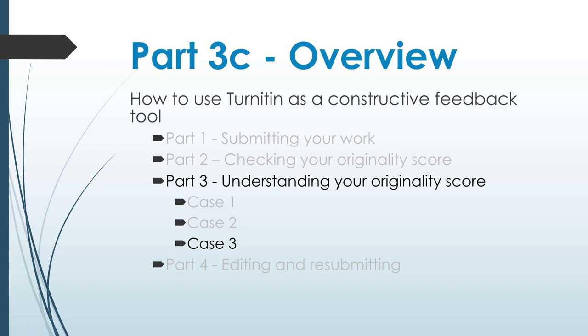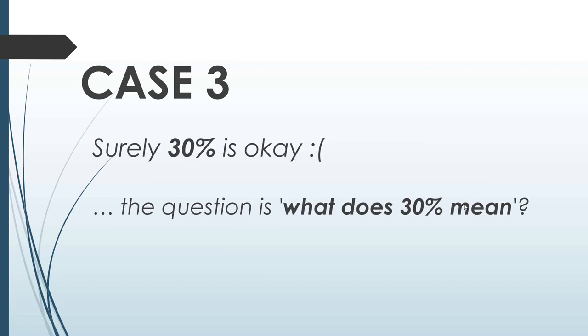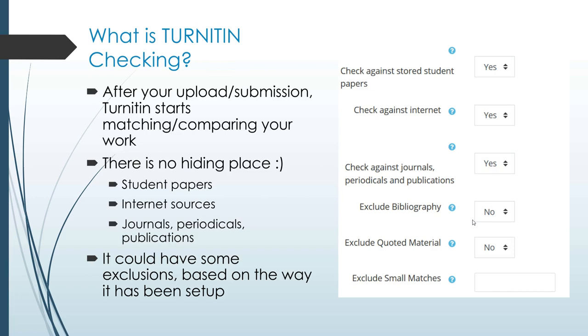We investigate to say this is a problem, you have to face an academic conduct panel, or why we could let it go, based on whatever we have found. In this third case, some students could say, surely 30% is okay. I've tried to reduce the percentage, and now I think 30% is fine. But the question again is, what does 30% mean? So I'll present you with one submission, and we will go through it together, and at the end you and I can make a decision about the meaning of this 30%.